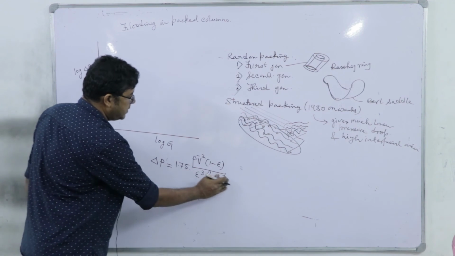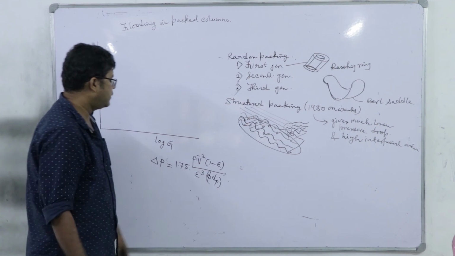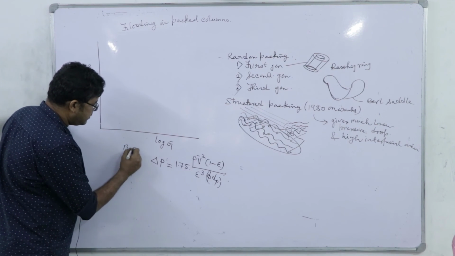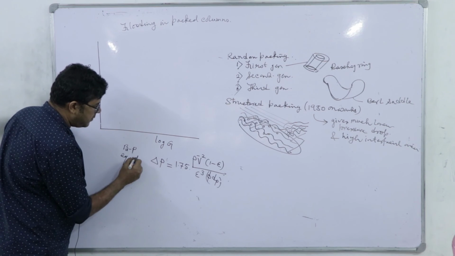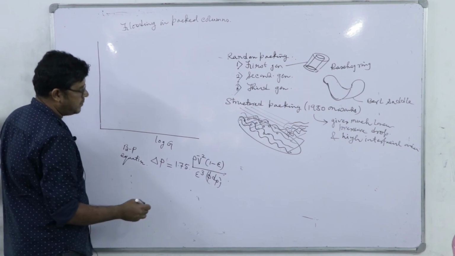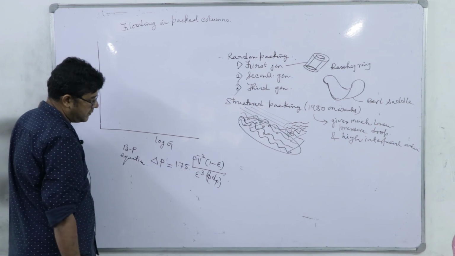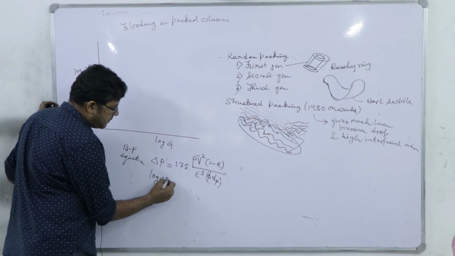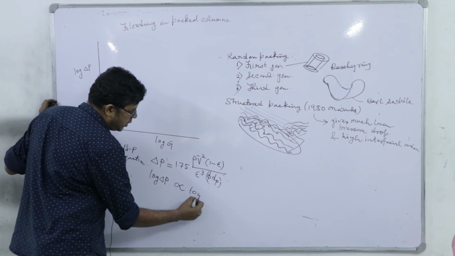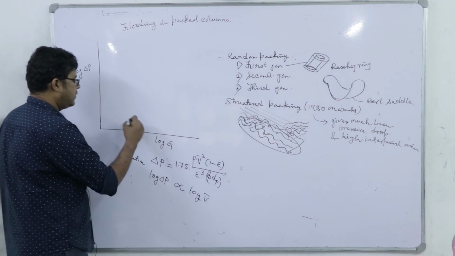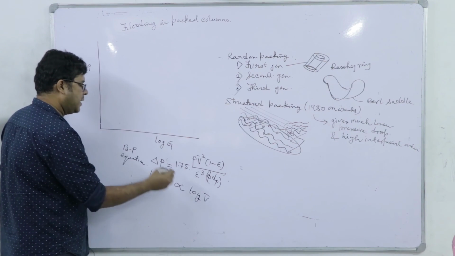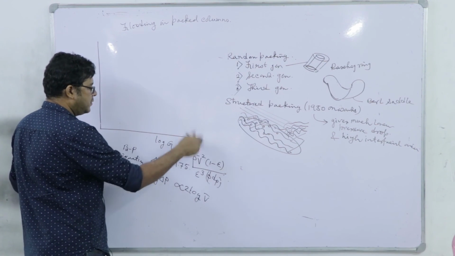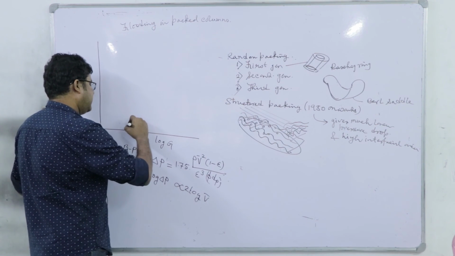Now phi into dP. So, this is the Burke-Plummer equation of packed bed, right, pressure drop in packed bed, where we have no liquid flow. So, log of delta P is proportional to log of V, right. So, we will have a straight line with a slope of 2, there will be slope 2 because of this power.